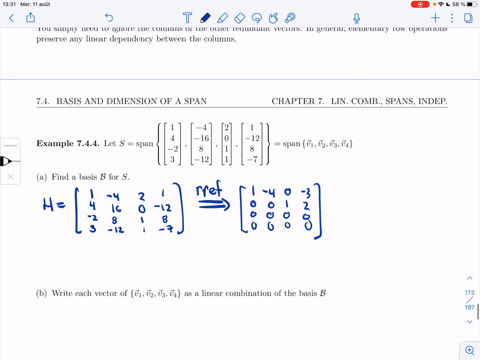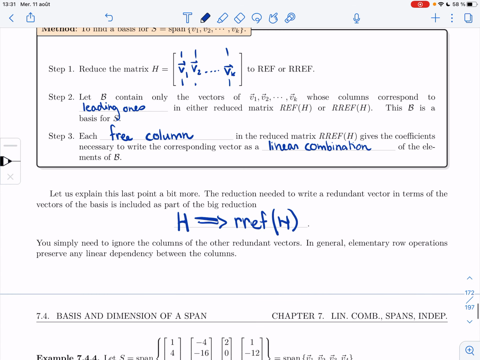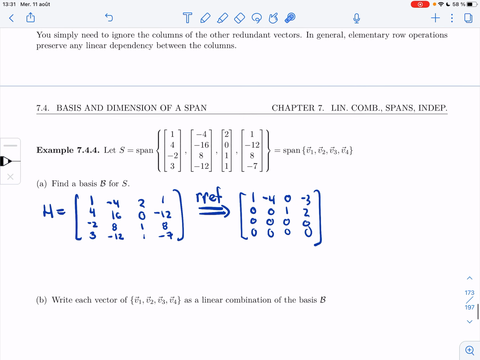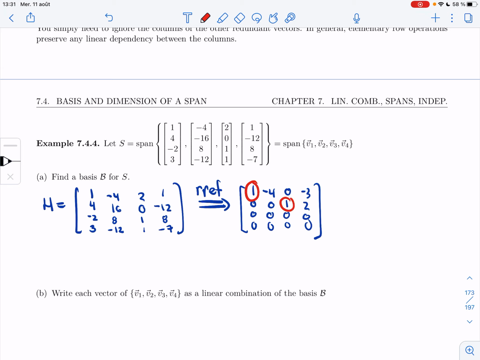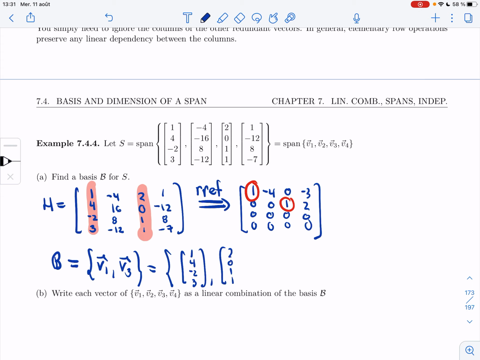All right, so I've reduced H. Then B contains only the vectors whose columns correspond to leading ones. So let's see. I'm going to look at leading ones. I have these two. They correspond to these vectors. So my basis will be V1, V3. That should be 1, 4, minus 2, 3, and 2, 0, 1, 1. All right, that's it.